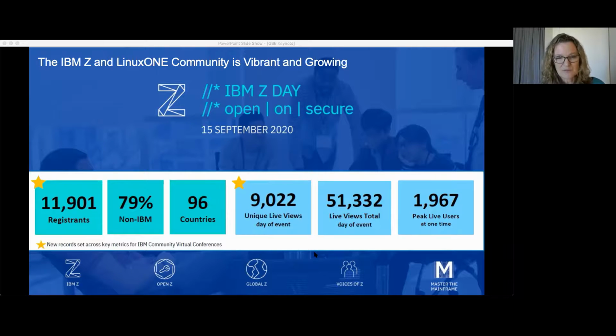I was really happy with this, and it truly took our entire global community coming together. There were tons of really great sessions. I highly recommend that you take a look at some of the replays that are out there. You can go out to our IBM Z and LinuxONE community and check some of those out. The replays are still available.